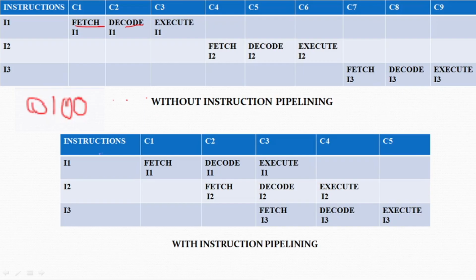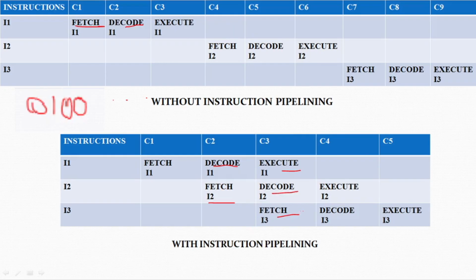But if you have the concept of instruction pipelining, the first step is the same. You fetch the instruction from memory, but while the first instruction is getting decoded, that is, you try to find out what exact task is to be performed, the second instruction is fetched simultaneously. So in the same clock cycle, multiple tasks are happening. In the third case, the first instruction has been understood, so it is executed, the second instruction is getting decoded, and the third instruction is getting fetched.